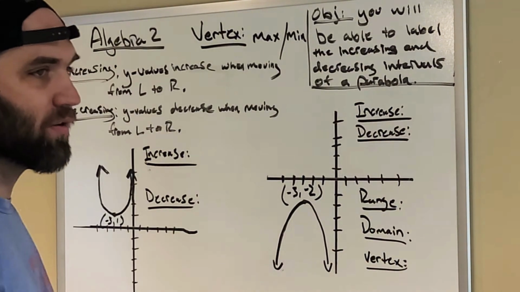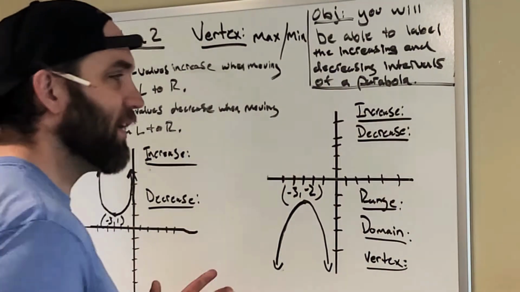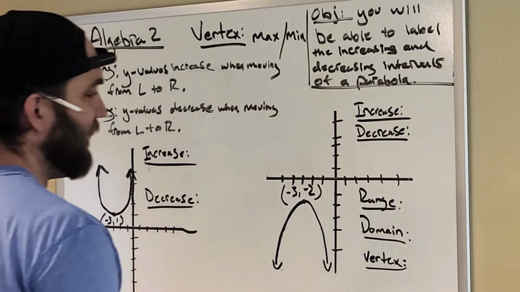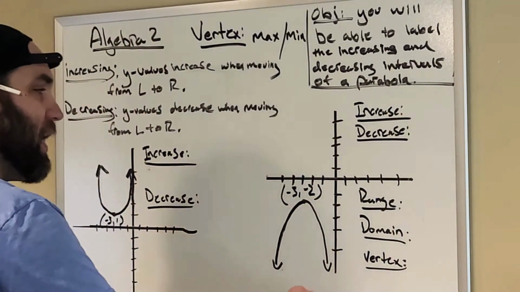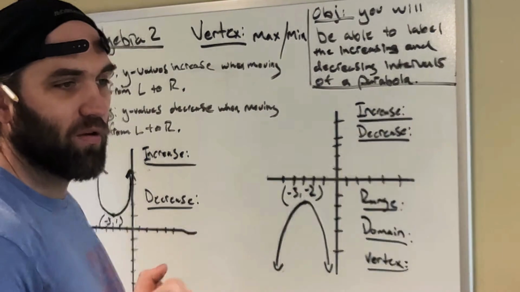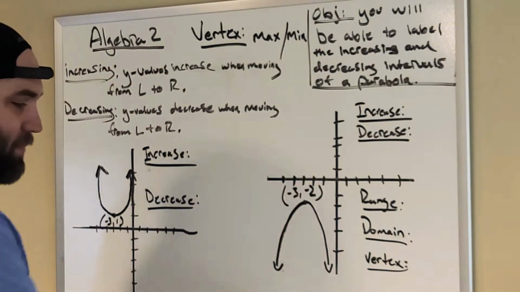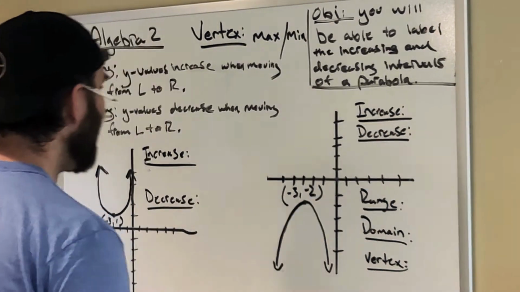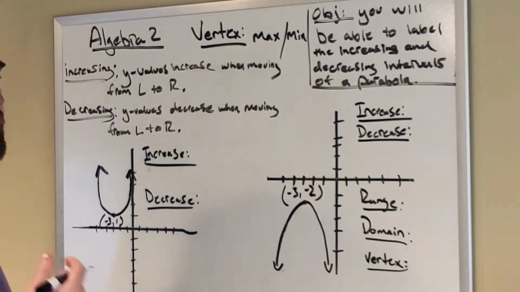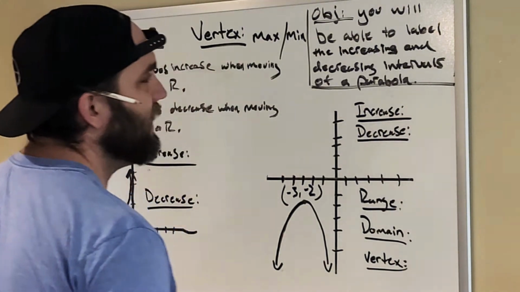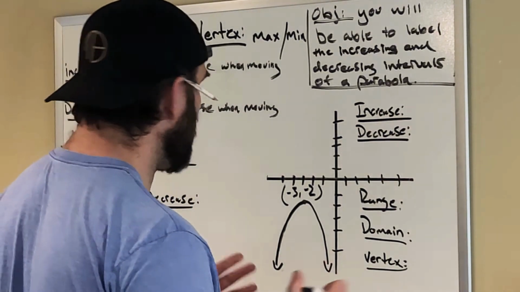So yesterday, or the last video, what we did was we talked about our range and domain, how our range is from left to right, our domain is from bottom to top, and how we set those and how we apply those to a parabola. Now, we're going to take a look at increasing and decreasing intervals. So our objective is you'll be able to label the increasing and decreasing intervals of a parabola.